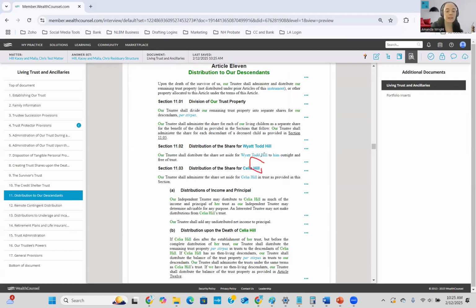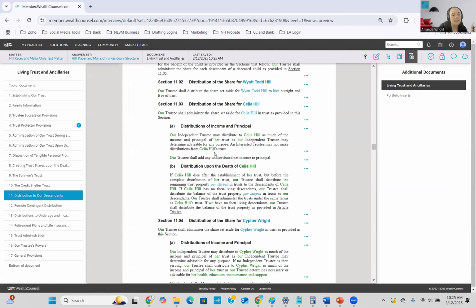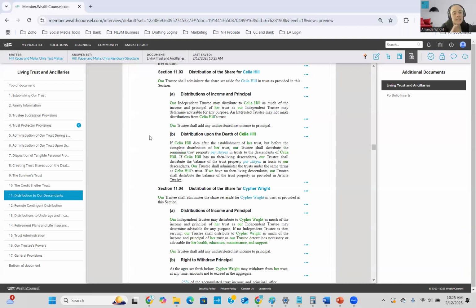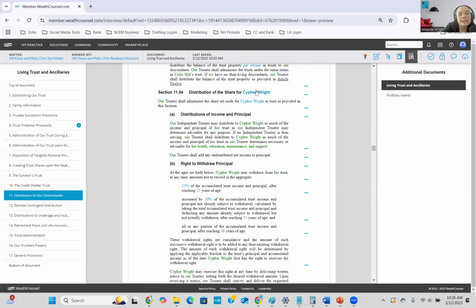Same thing, Celia here. She's getting a lifetime asset protection trust. Okay, so there is very little rights for her or anything like that. The trustee is just holding it in trust for her. And an independent trustee can make distributions for any purpose. When she dies, it goes to her children if there are any. If not, if no children, back to Cypher and Wyatt. Now, Cypher is a little different. Cypher has ages and stages. So we can see Cypher's ages and stages drawn out here.